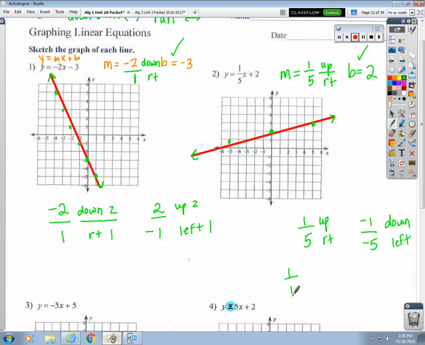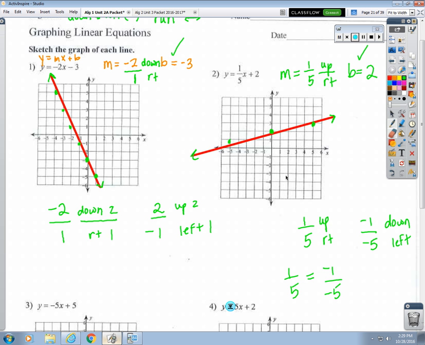Is 1/5 the same thing as -1 over -5? Why? 2 negatives divided is positive, so it's still the same thing. That's why you're able to do that. You just do the exact opposite, and you're still sitting on the same line. Now, why is this line going up from left to right? Because it's positive slope. The slope is a positive number.